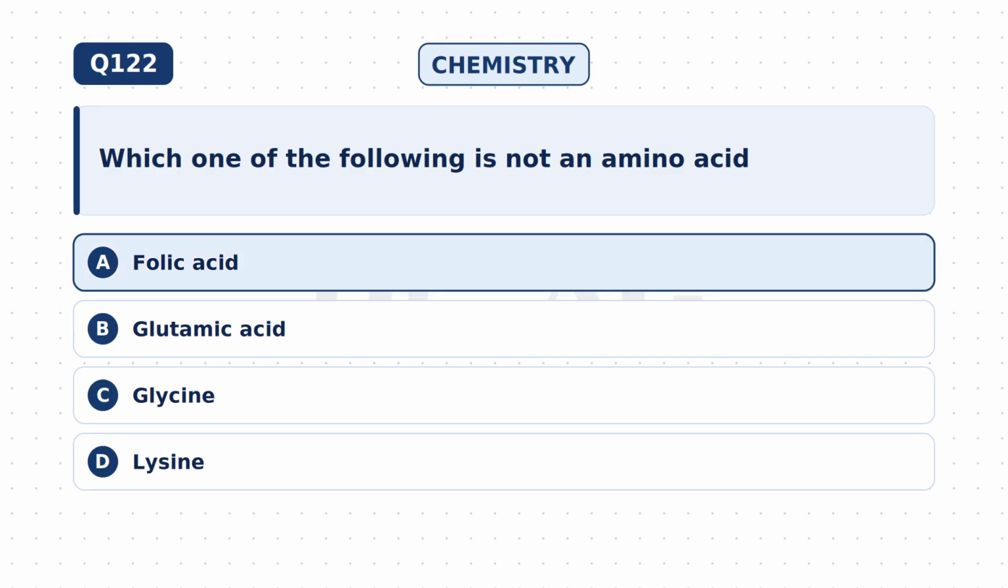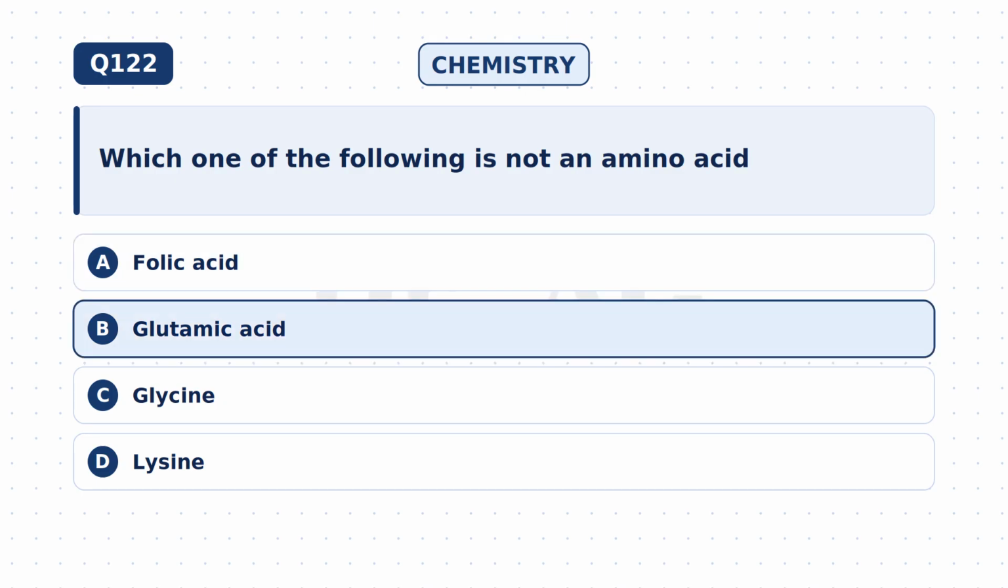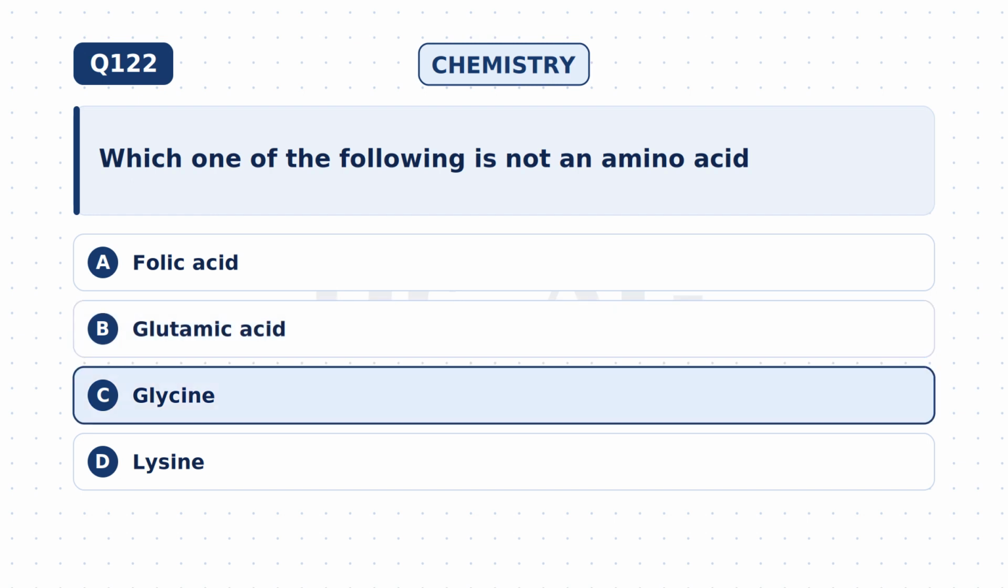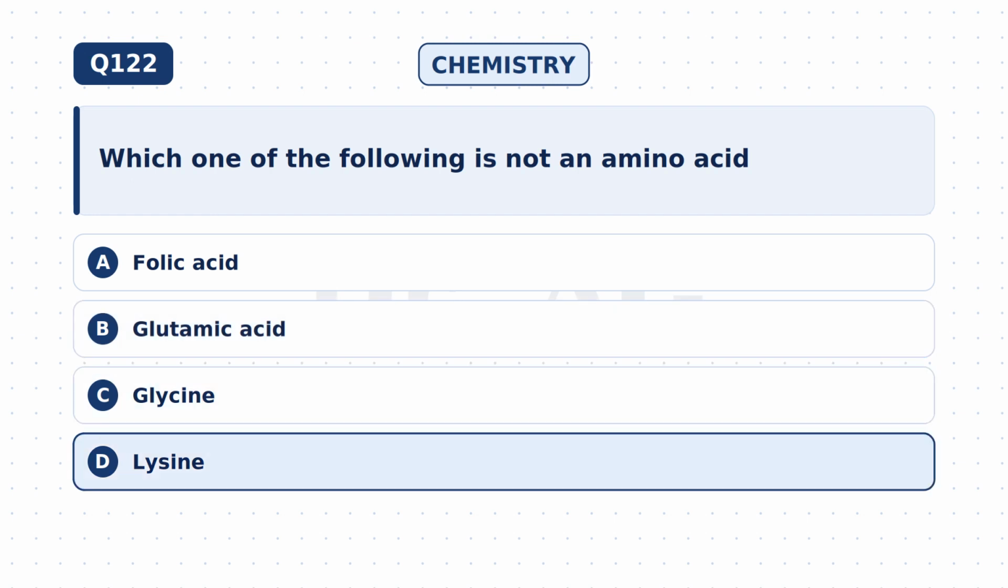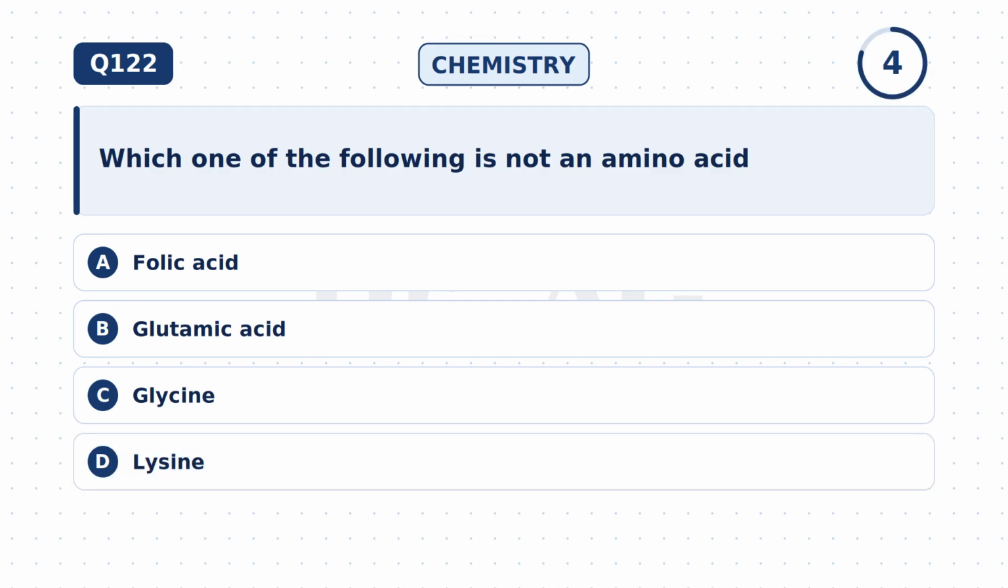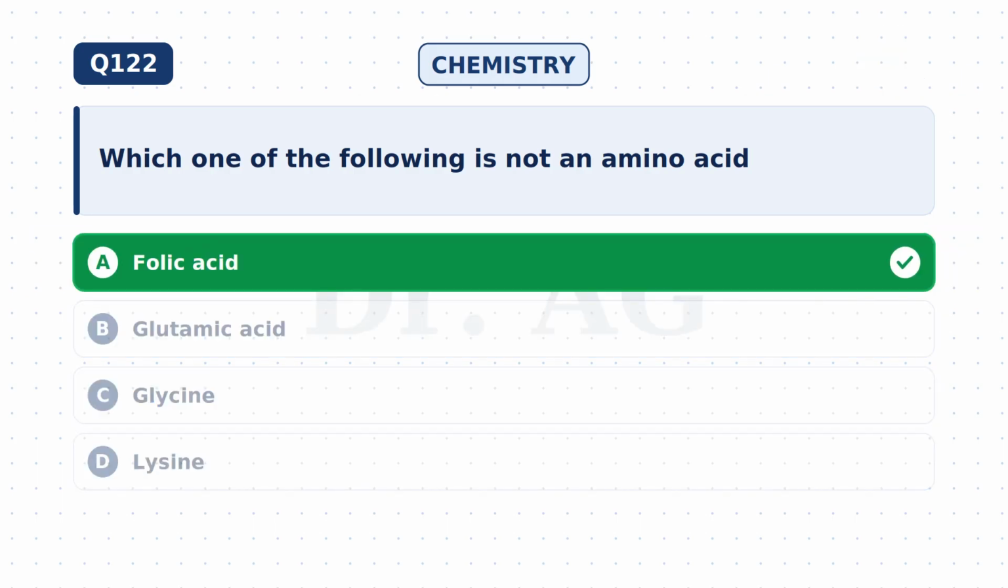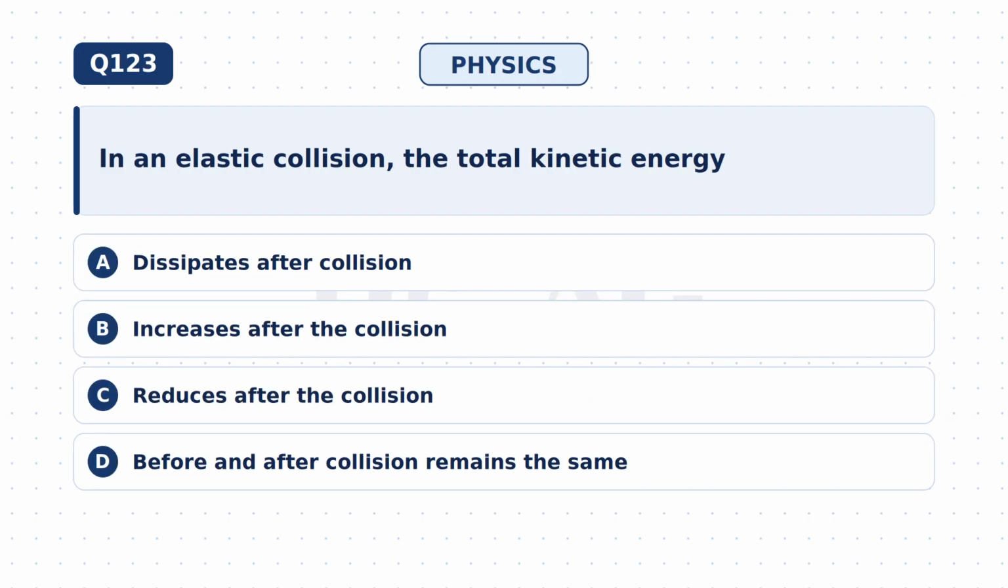Question 122. Which one of the following is not an amino acid? Option A, folic acid. Option B, glutamic acid. Option C, glycine. Option D, lysine. The correct answer is A. Folic acid.